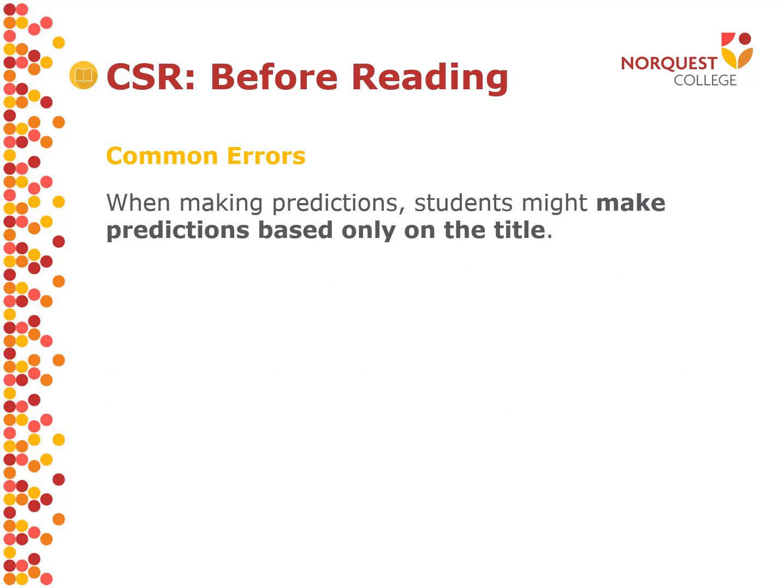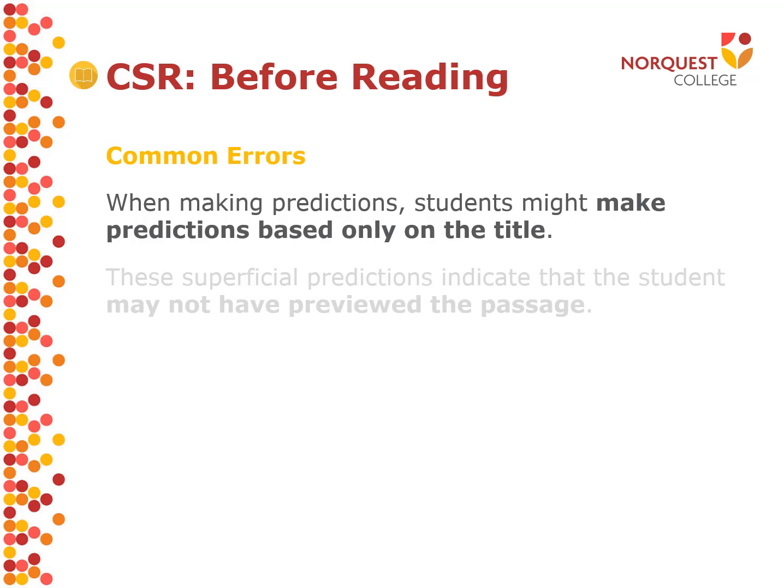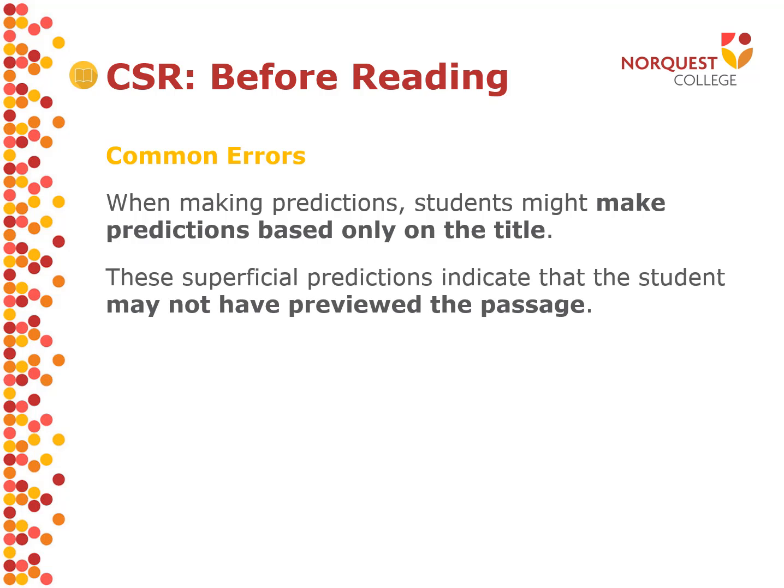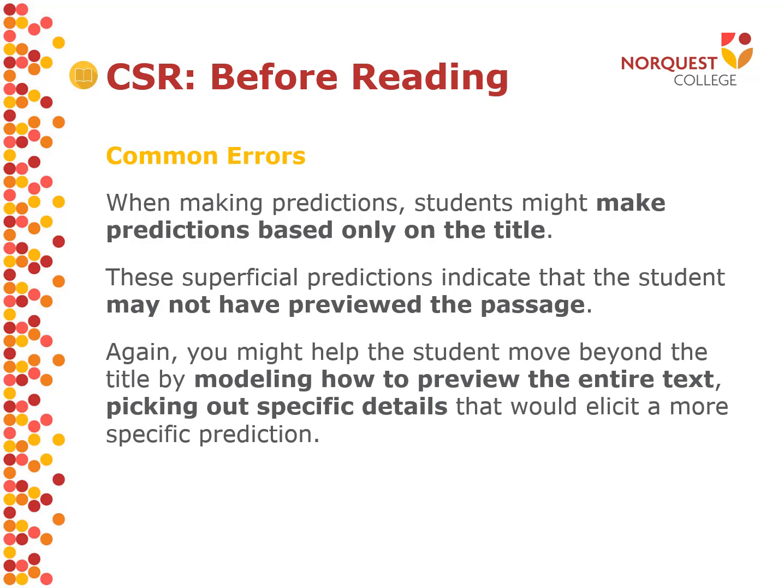When making predictions, students might make predictions based only on the title. These superficial predictions indicate that the student may not have previewed the rest of the passage, again including subtitles, images, or other information that might be available to them. Again, you might help the student move beyond the title by modeling how to preview the entire text, picking out specific details that would elicit a more specific prediction.